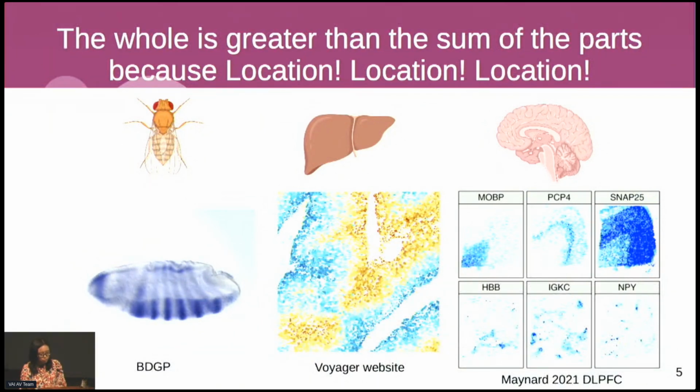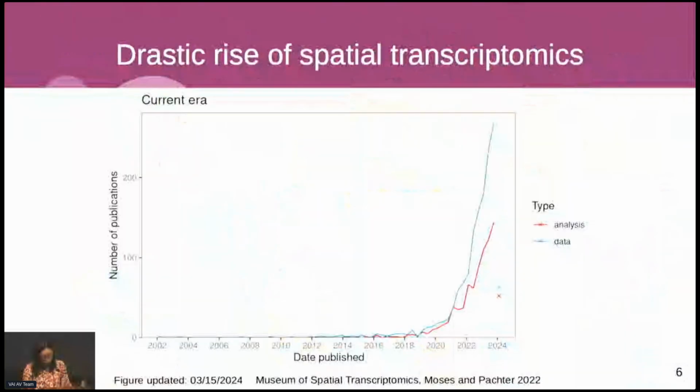So we may have heard of the cliche that the whole is greater than the sum of the parts, and that is because of another cliche: location, location, location. Right now, we already have technologies that can profile the spatial distribution of gene expression across the whole genome, from a few hundred genes to thousands of genes to transcriptome-wide.